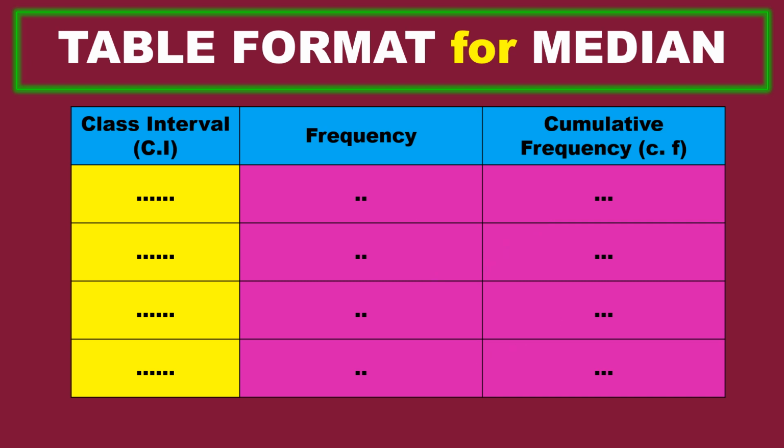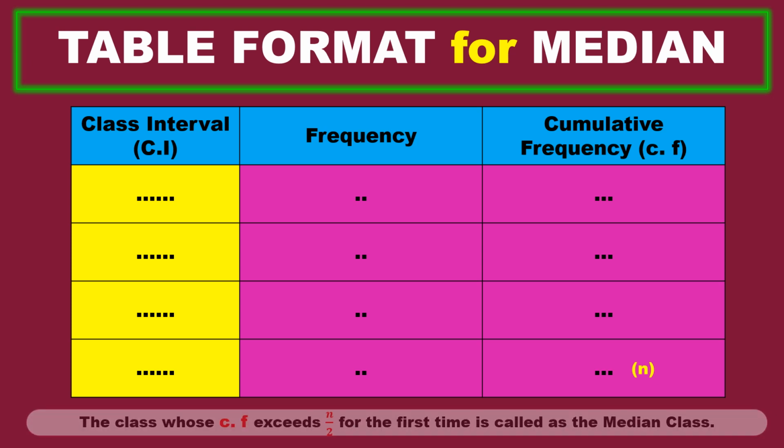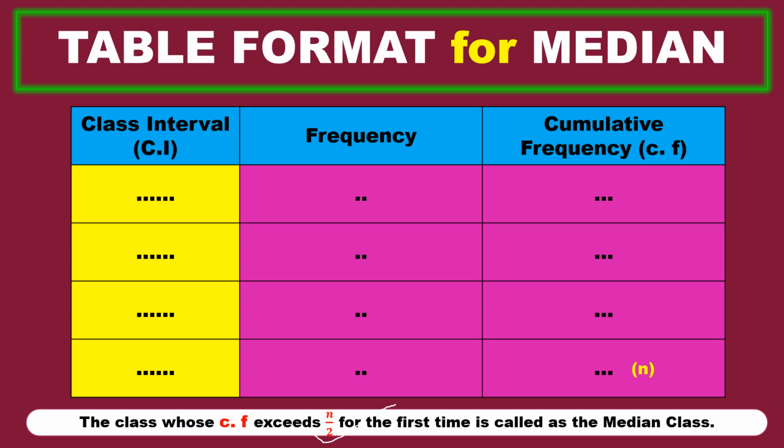For the clear explanation about the table format, please follow the channel's previous videos, so that you'll understand how to define each and every term from this table format. The last value we got, the total frequency, is your n. The n is very important in finding the median. After finding n, we have to find n by 2. Whatever value exceeds n by 2 for the first time, that is your median class. From that, denote L as the lower limit, F as the frequency, and the previous value will be CF.